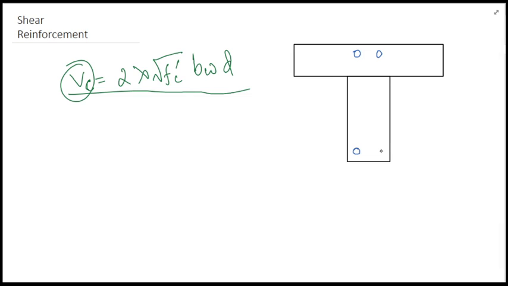This positive and negative reinforcements are there, and then the shear reinforcement as well. The shear reinforcement, in case of a beam, is actually the stirrup. So this is the stirrup, and this stirrup will have to be designed.